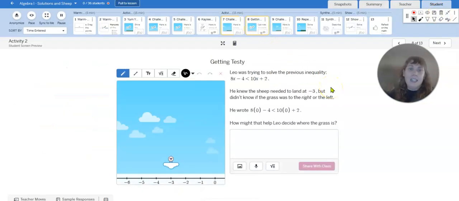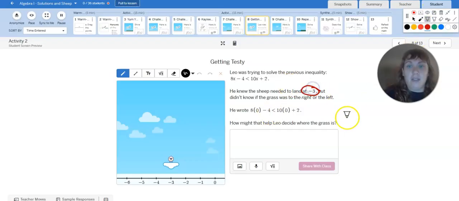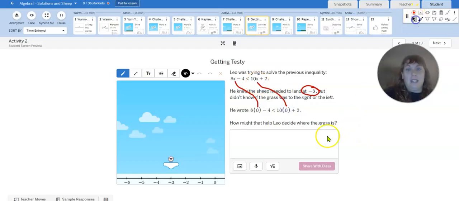Getting tasty. Leo was trying to solve the previous inequality, and he knew that the sheep needed to land at negative 3. So we knew that was our starting point of negative 3, but didn't know if the grass was to the right or to the left. So he wrote 8 times 0, so we're plugging in 0 for x, minus 4 is less than 10 times 0 plus 2. How might this help Leo decide where the graph is?